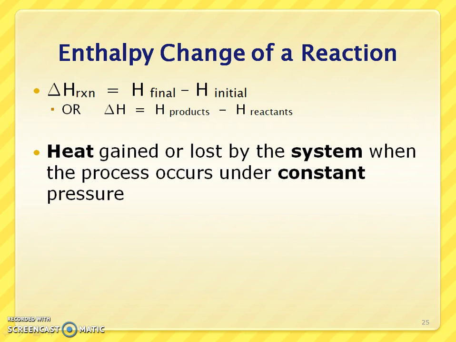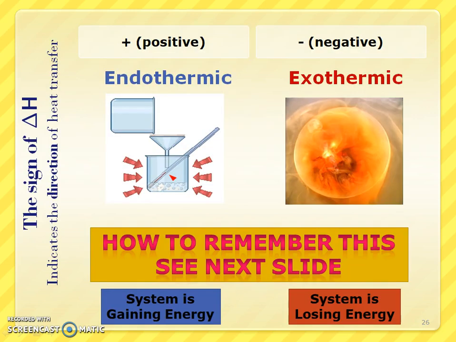So enthalpy change of a reaction is a simple equation, H of our products minus H of our reactants. So we're going to take the total amount of energy that our products have minus the total amount of energy, heat energy, that is, of our reactants. So positive delta H is endothermic, because the system is gaining that energy, and in an exothermic reaction, delta H is negative, because that system is losing energy.